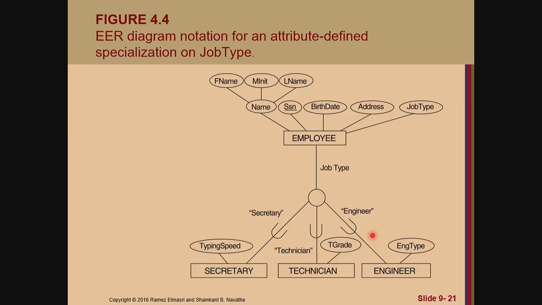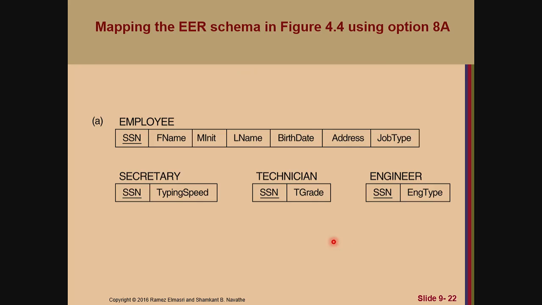Now, actually here, we don't identify disjoint or overlap. But you can imagine that if one employee belongs to 2 subclasses, what happens? We can store the data, right? If one employee is a secretary and also a technician, we just store them in both of the tables. That's all. Very simple.